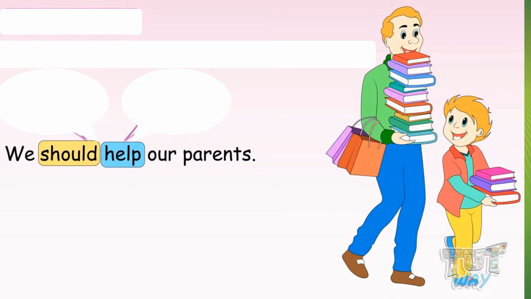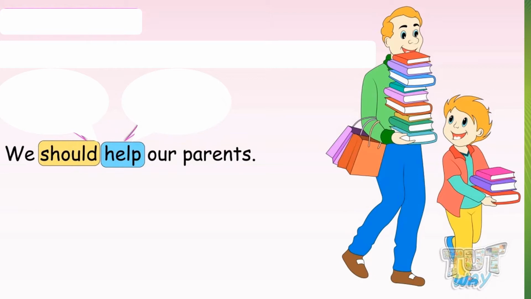So there is a very simple sentence with a picture in front of you. We will read that sentence. We should help our parents. We know this is the fact that we should help our parents. Now you can see there are two colored boxes, one blue and another cream. Now let's see why those boxes are painted in different colors.